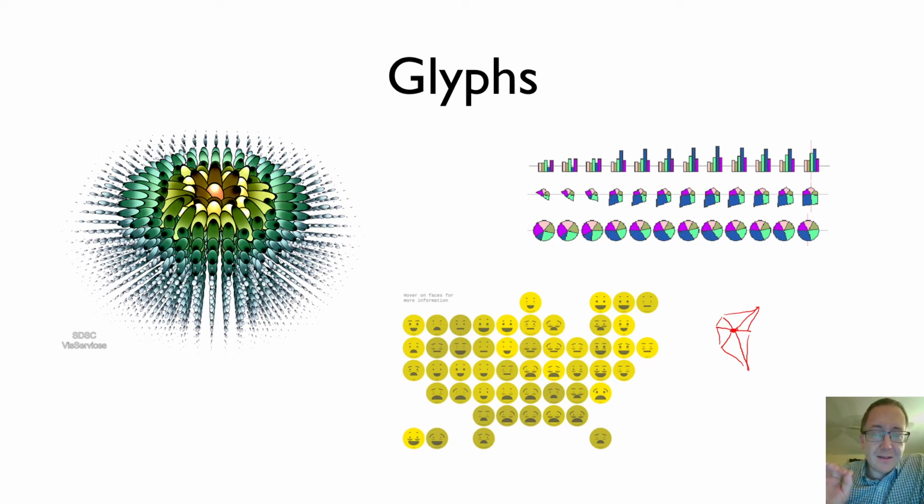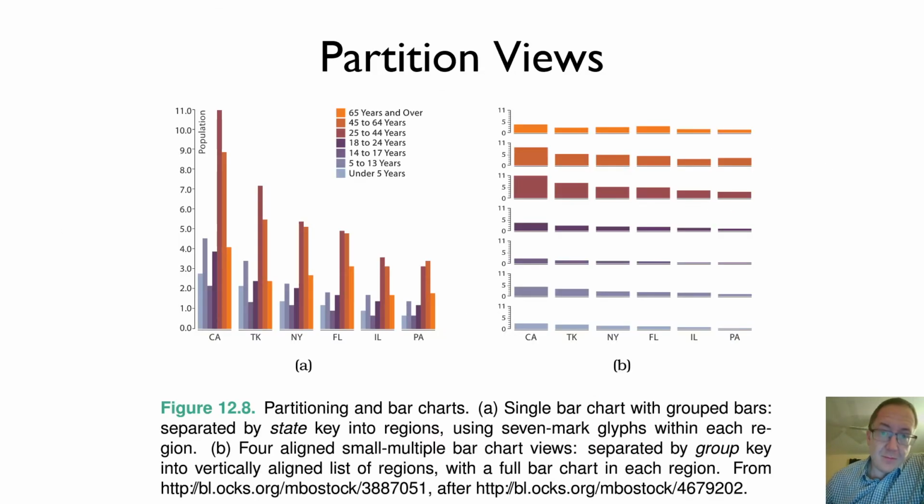The idea is it's one of the options you can have to represent a whole lot of data about one particular item, called a glyph. So here would be examples of a glyph. So this is a single bar chart with grouped bars. So they're grouped bars. Groups of 7 would normally represent a glyph, but it's still a bar chart.